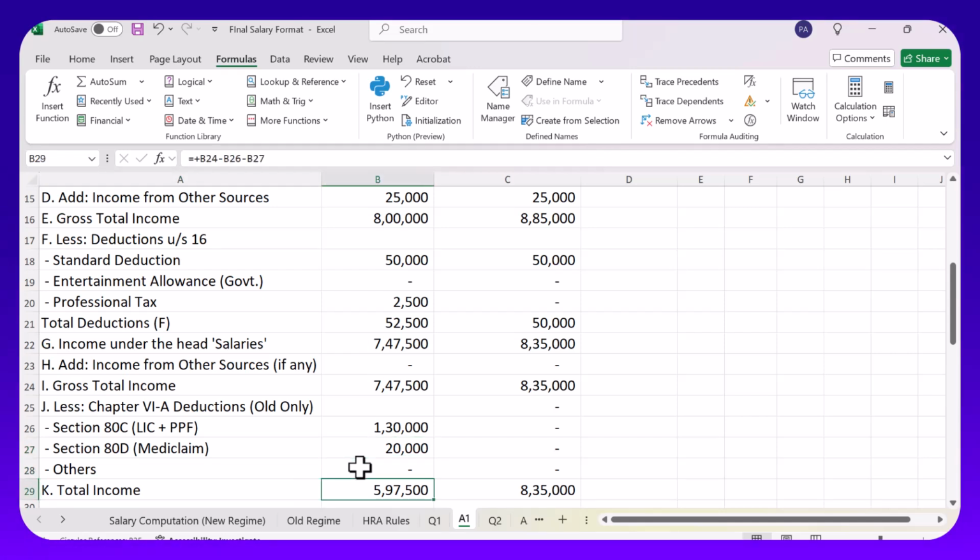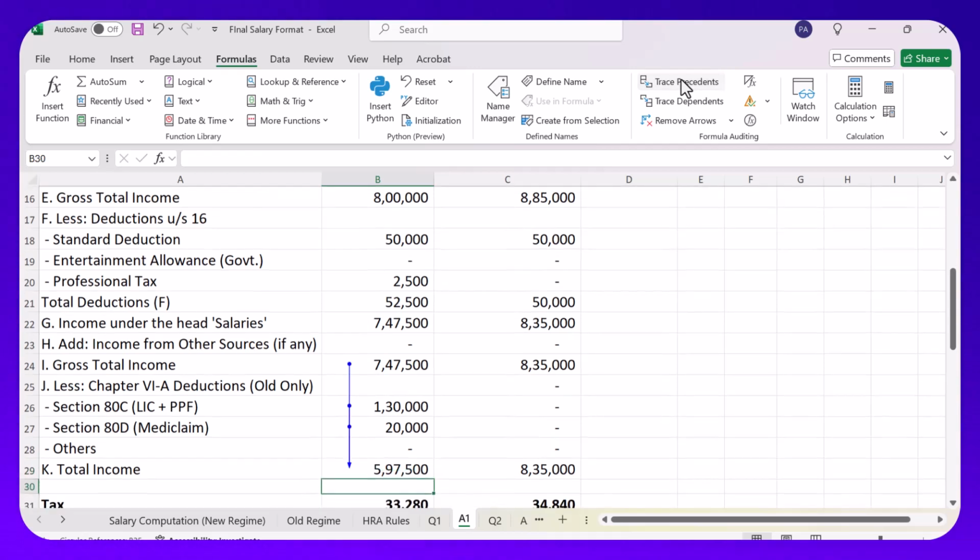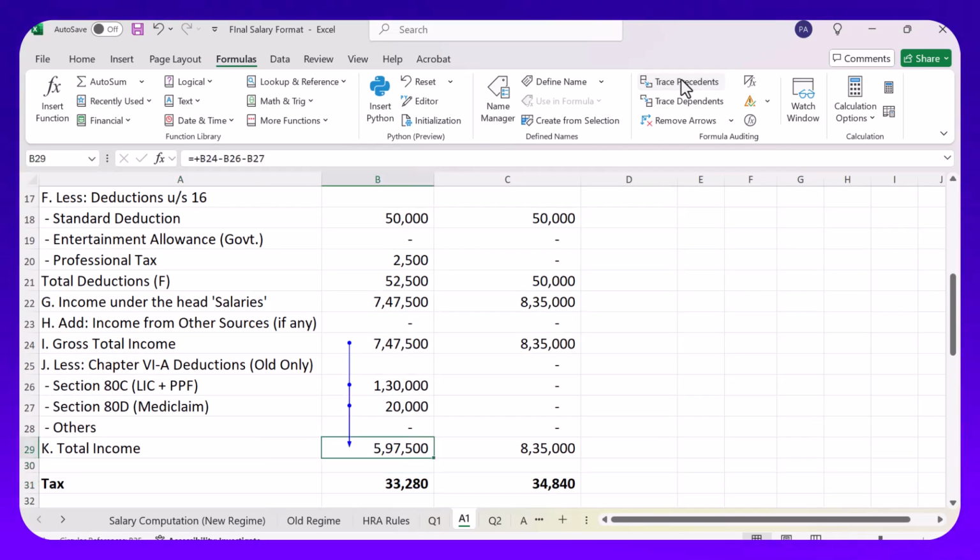So what is the total income now? The total income will be, because you have got all these deductions, 1,30,000, 20,000. So the deductions are like this. If you can just see the formula, so that you have got some deductions. So your total income, which is higher under the old scheme or new scheme?